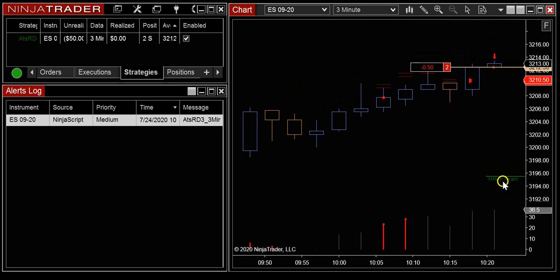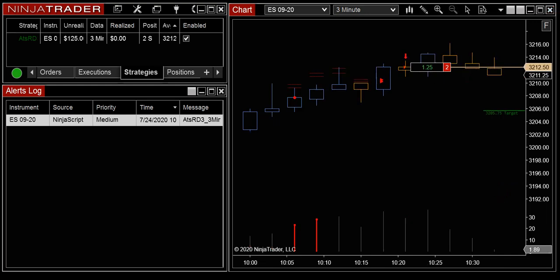We have to close through it, so it's not actually a limit order that's been submitted. The system monitors the price levels, and the price action has to close through it in order to finish the trade. All right, I'm going to pause and we'll see what happens.